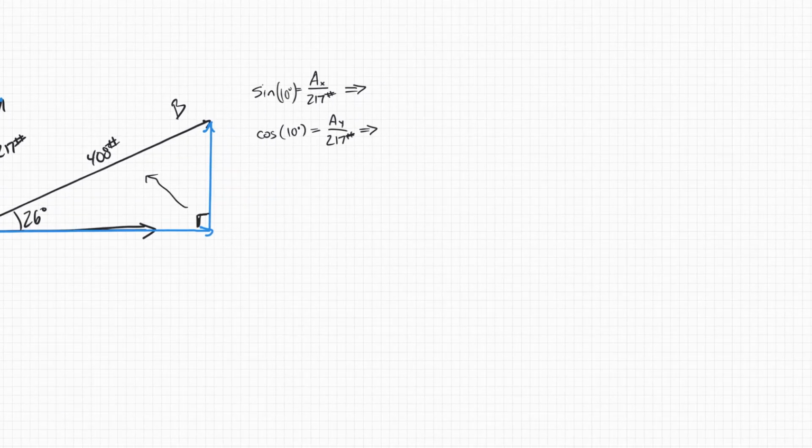So that I could say that AX equals 217 pounds times the sine of 10 degrees, and AY equals 217 pounds times the cosine of 10 degrees. Okay, so I could solve for both of those.